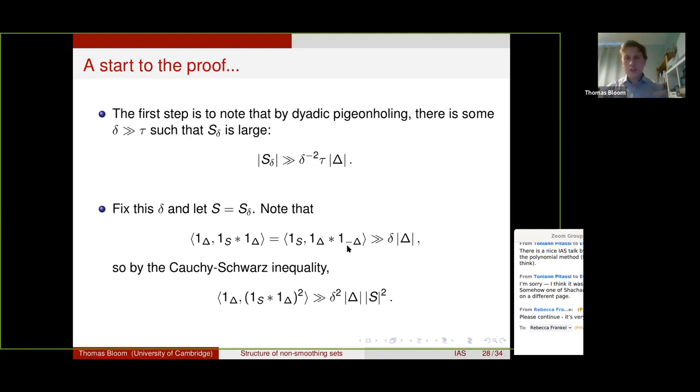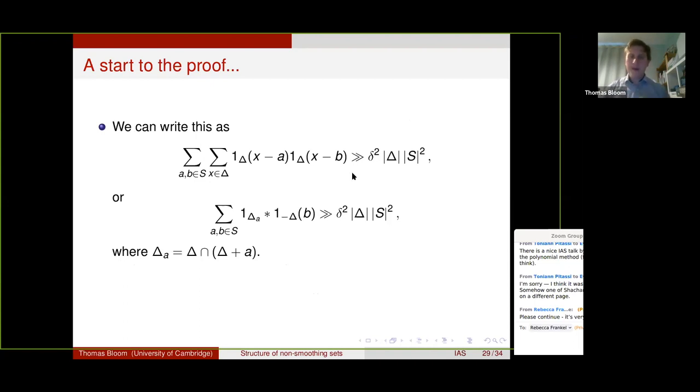Now I can just adjoint that inner product and take one delta over to the other side. So I have the inner product of delta with S combined with delta. And then I apply the Cauchy-Schwarz inequality to that, and I get this lower bound here. So the inner product of delta with the square of S combined with delta is at least little delta squared, big delta S squared. And I just expand this out to the inner product and write what I actually have. Look at this second line here, that is what I get.